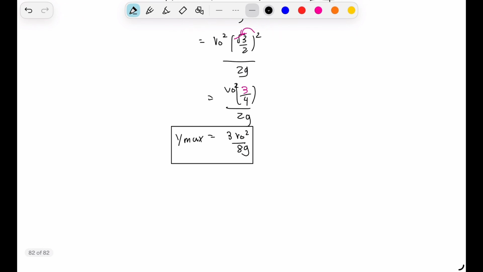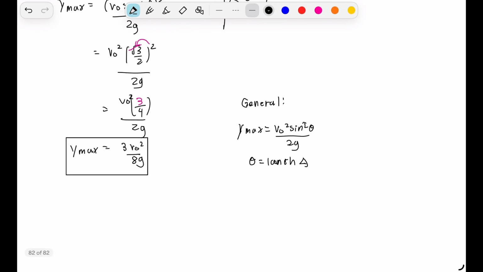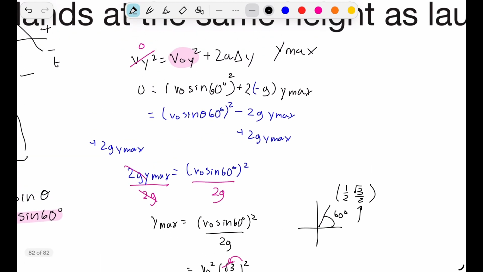Now, in general, a formula you can write down is y max is equal to v initial squared sine squared theta divided by 2g for launch angle theta. Our maximum height only depends on the initial vertical component of the velocity, and at the top, the vertical velocity becomes 0, which is why we were able to derive this.